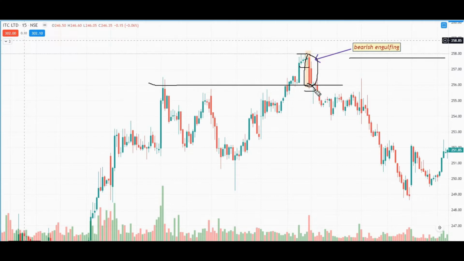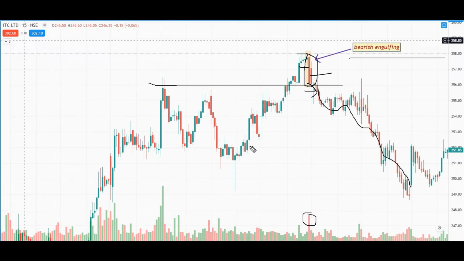Then we will enter a short trade here with stop loss just above this candle, and see the huge downside movement after that, and see the volume on the selling candle. So we will combine multiple factors, and then we will combine it with the bearish engulfing pattern, and then look for low risk, high reward, high probability trade setups.